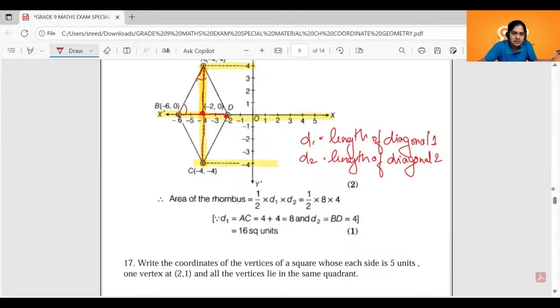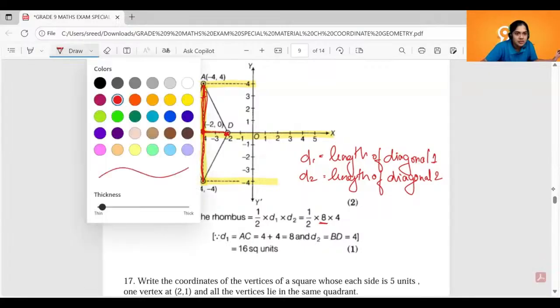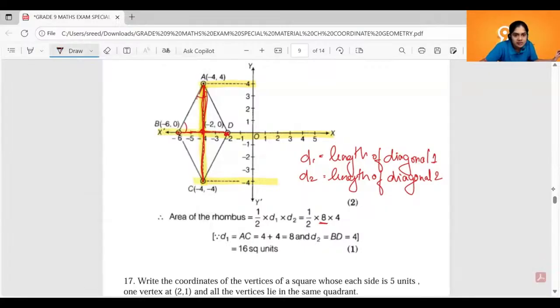So half into, what is the length of the first diagonal? Let's take the long one as D1. I told you this is 4 units, right? And from here also, it's 4 units. So 4 plus 4, the length is 8. So half into D1, so half into 8. What is the length of D2, the smaller one? How many units? 1, 2, 3, 4. You can just draw it along with this. See, 1, 2, 3, 4. Right here also there are 8. So what's the length of that small diagonal? It's 4 units, right?